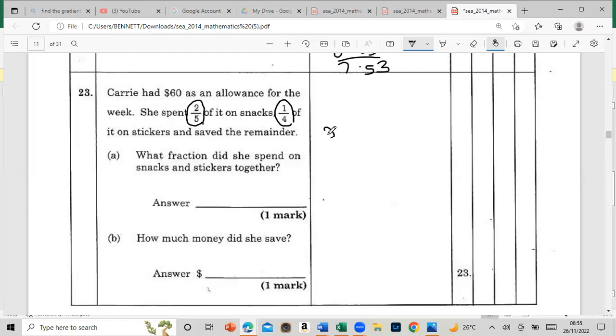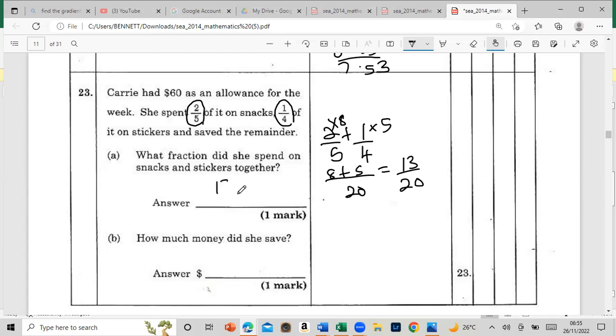So it's 2/5 plus 1/4. The LCM when you add would be 20. 5 into 20 is 4, so we multiply 2 times 4, that's 8. 4 into 20 is 5, so 1 times 5 is 5. So she spent a total of 8 plus 5, which is 13 over 20. So that's what she spent.